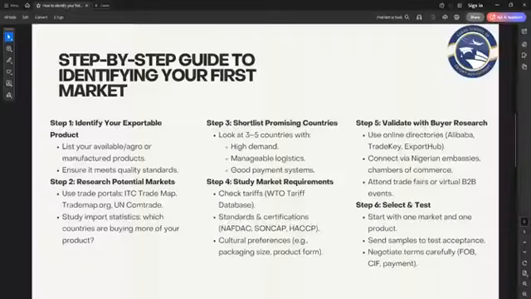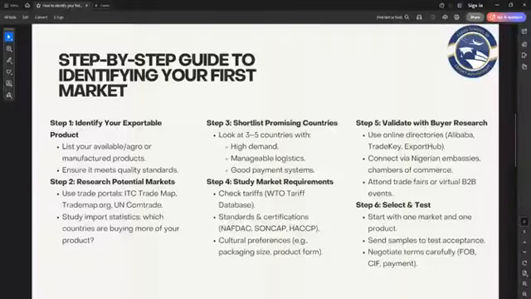So step one is identify your exportable product. The first thing you want to do to become a good exporter is to first identify an exportable product. Look into your environment, look inward, look into your market, look around you. There is always something that you can lay your hands on to export.